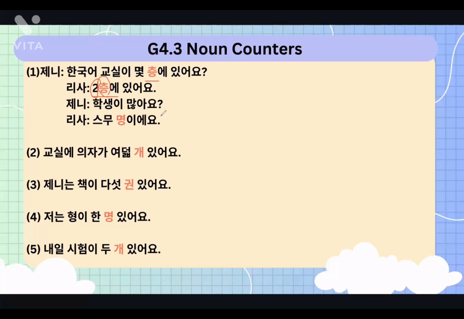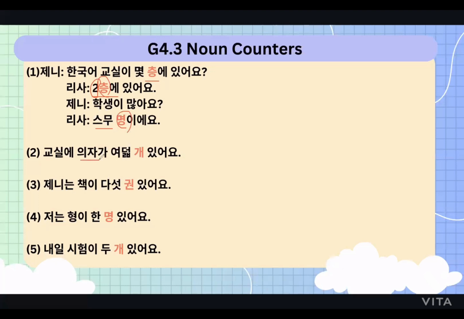Then what about this one? 학생이 많아요? Are there many students? 20명이에요. 자, 20명. Okay, then what does that mean, 20명? We already learned it. 20명 means 20이라는 뜻이죠. And then the noun counter is 명. When you count people, you use 명. Then 스물, is it Sino-Korean or native Korean? It's native Korean. So you can catch that when I count people, I use native Korean instead of Sino-Korean, right?